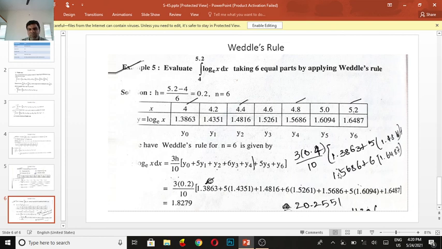Substituting all the values using the scientific calculator, we get 1.8279. Therefore, the integral from 4 to 5.2 of log x dx by using Weddle's rule is 1.8279. This is the way you find it. So in the trapezoidal rule, Simpson's 1 by 3 rule, 3 by 8 rule, and Weddle's rule, whatever it may be in the numerical way, use a good scientific calculator. That is the way we get the approximate value.